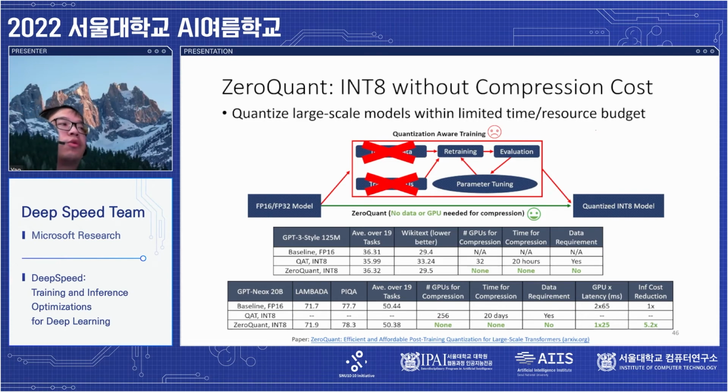However, applying ZeroQuant, you don't need all those resources, and you can reduce the GPU latency from 2 times 65 milliseconds to 1 time 25 milliseconds. This 2 means that you need 2 GPUs. And the entire reduction is 5.2x. Besides this, the accuracy degradation of ZeroQuant is within 0.1%, which is negligible for most applications.